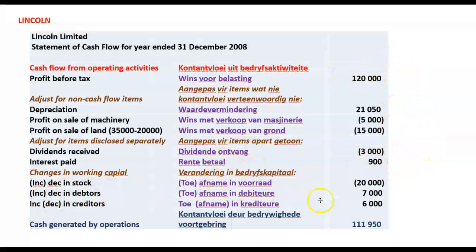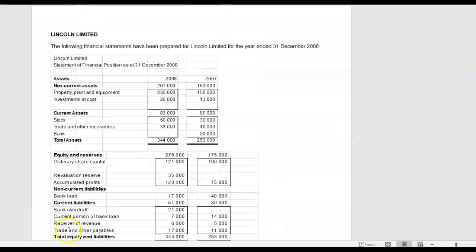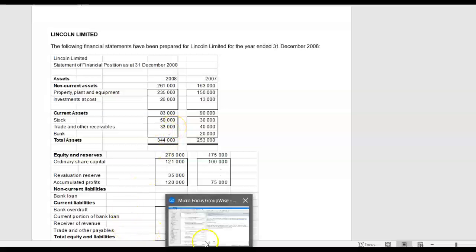And now our changes in working capital. Remember, this is now the whole caboodle. So it's just straightforward. It is the changes that happened in stock. There was an increase in inventory. There was a decrease in trade and other receivables. And then there was also an increase in trade and other payables.